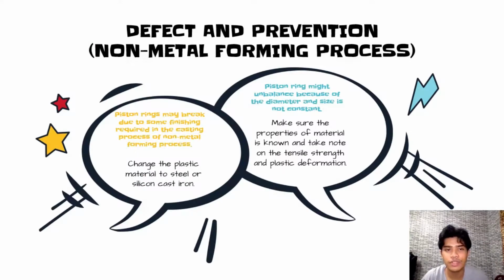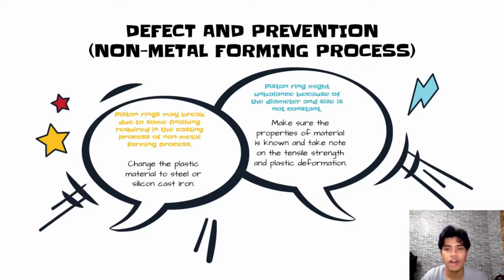This is the presentation of the defects and preventions for the non-metal forming process. The first one is that piston rings may break due to some finishing required in the casting process of the non-metal forming process. The solution that we can take is to change the plastic material to steel or silicon cast iron.